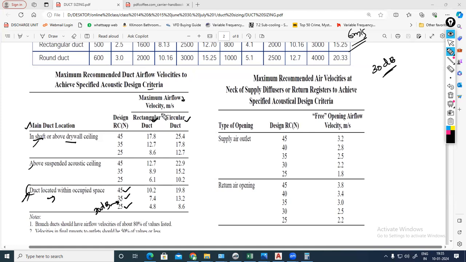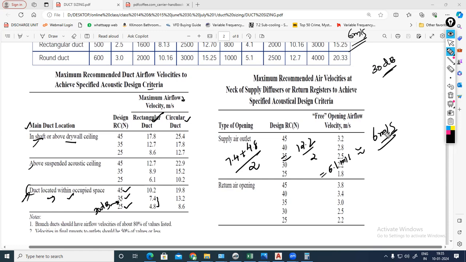For 30 decibel, rectangular duct located within occupied space, the velocity will come between 7.4 and 4.8. You can take the average of these two, means 7.4 plus 4.8 by 2. You'll get 12.2 by 2, let's say 6.1 meter per second. You can consider that as 6 meter per second. Whether it is as per Carrier standard or ASHRAE standard, we get almost the same velocity for conference rooms. It doesn't mean that always as per Carrier and ASHRAE you will get the same velocity. In a real scenario, slight variations can come.